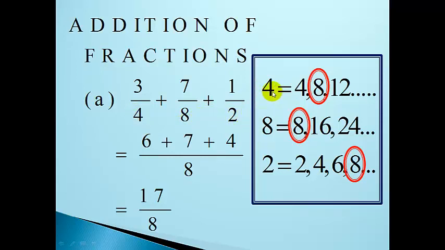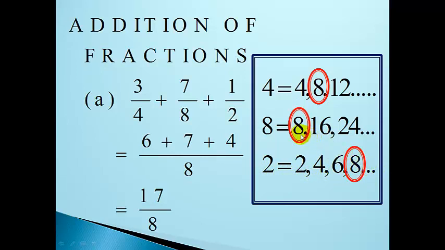When we consider the number 4, the multiples are 4, 8, 12 in that order. Now the multiples of 8 are 8, 16, 24 in that order. That is additions of 8 if you want to generate the multiples. Now the multiples of 2 are 2, 4, 6, 8, also in that order.